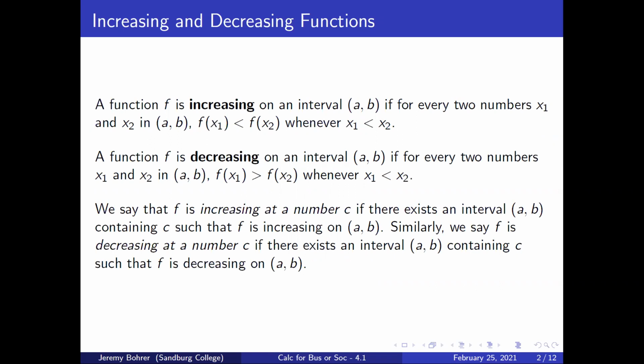A function f is decreasing on an interval (a, b) if for every two numbers x1 and x2 in (a, b), f of x1 is greater than f of x2 whenever x1 is less than x2. We say that f is increasing at a number c if there exists an interval (a, b) containing c such that f is increasing on (a, b). Similarly, we say f is decreasing at a number c if there exists an interval (a, b) containing c such that f is decreasing on (a, b).